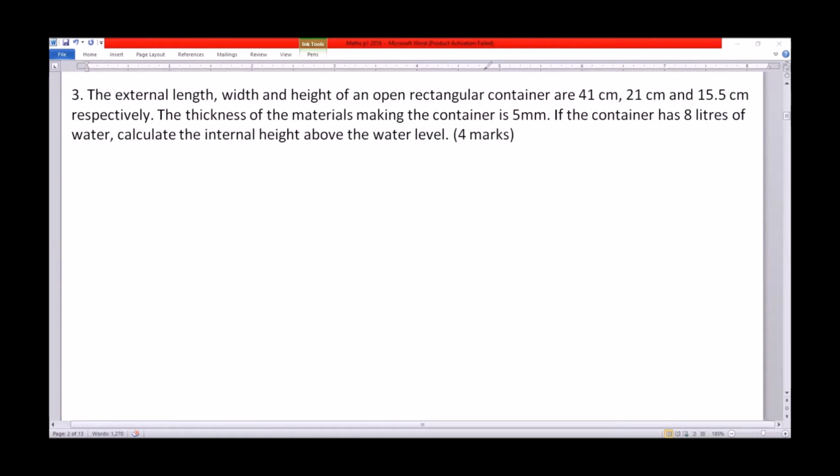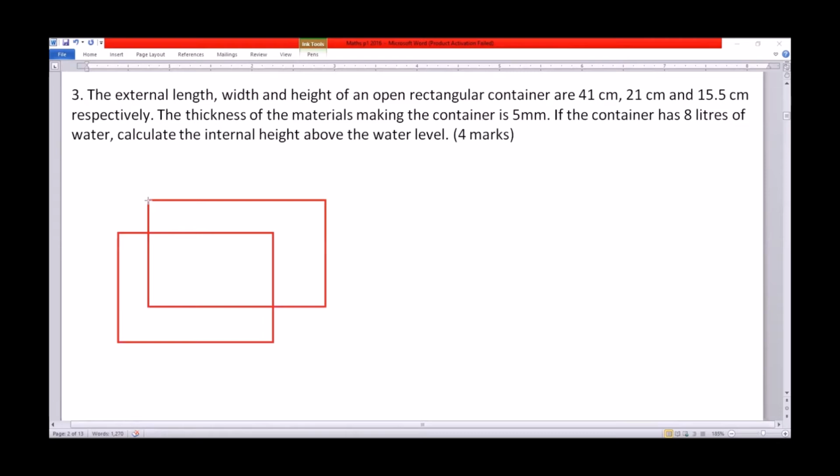So how do we go about that? So we have that, then we join like that. So that is our container, where we are told that the external measurements we have 41 centimeter, and we have 21 centimeter, and this is 15.5 centimeter. So the thickness of the material making the container is 5 millimeter. If the container has 8 liters, because here you have a thickness of 0.5 centimeters, which is a half centimeter. Here it is a half centimeter.